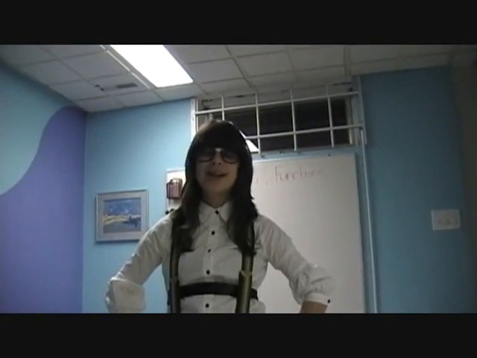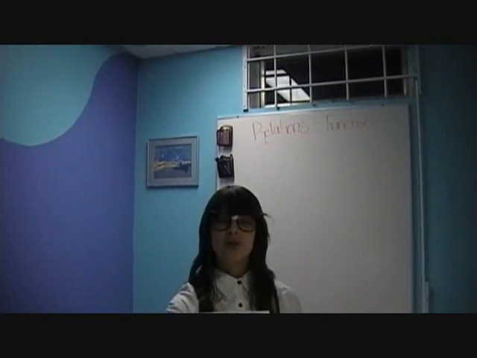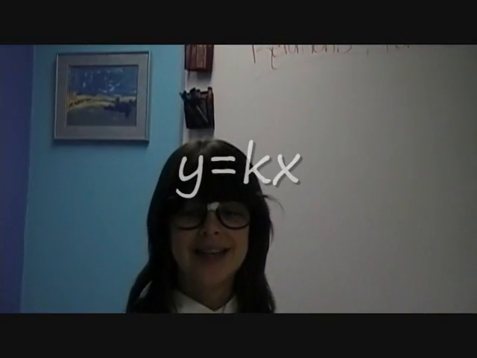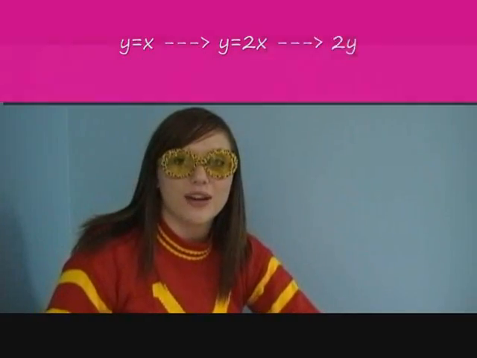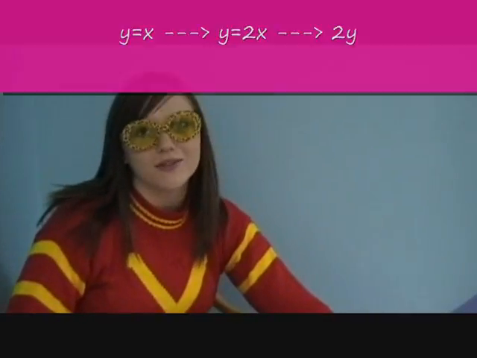Now that you guys are experts with x and y values, let's talk about our next topic: variation. There are 2 types of variation: direct variation and partial variation. Direct variation is, whatever happens to the x value happens to the y value, and it only occurs through multiplication. The equation is y equals kx, and the k is the constant of the variation. For example, if the equation y equals x is changed into y equals 2x, then the y value is doubled.